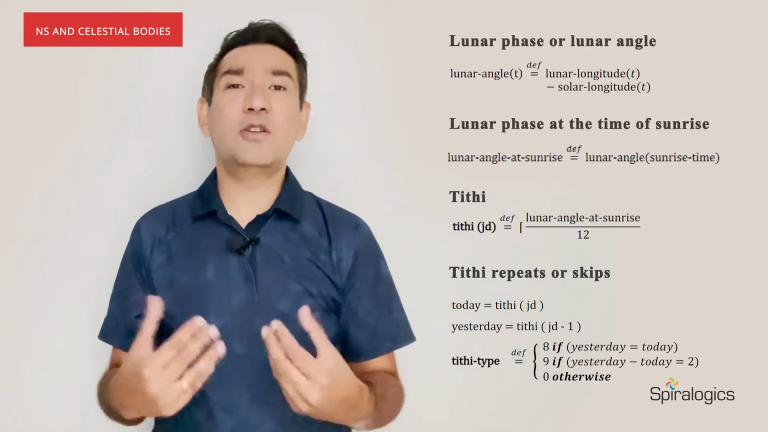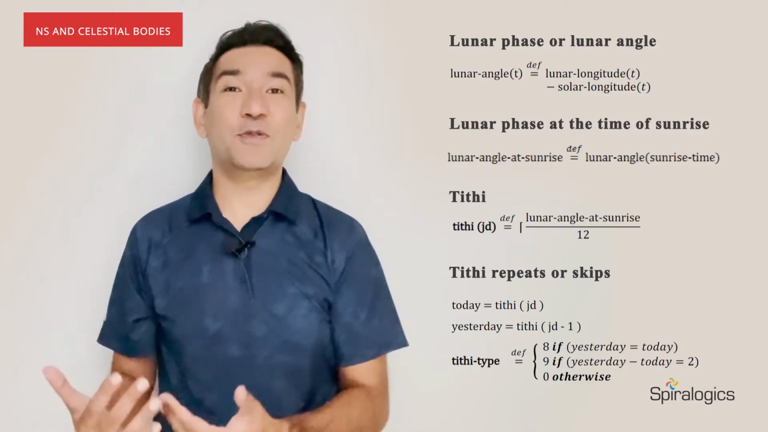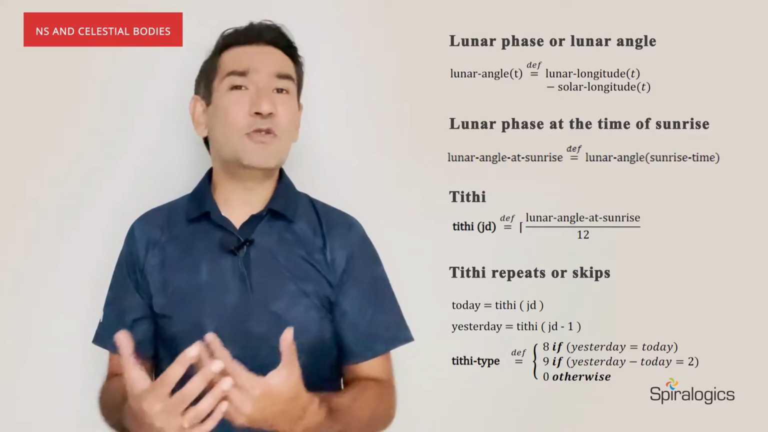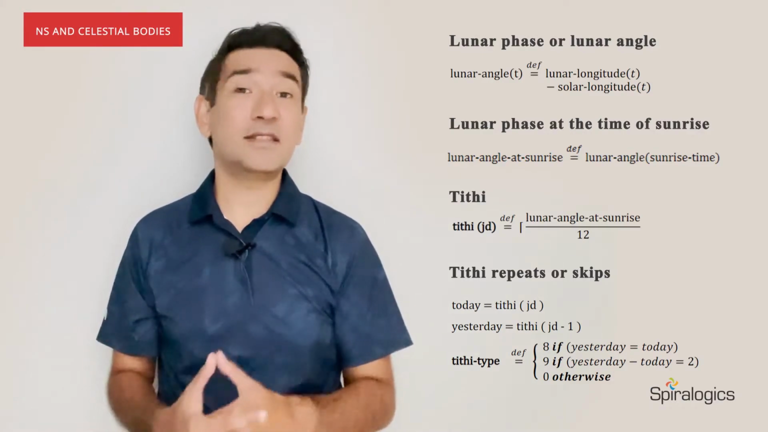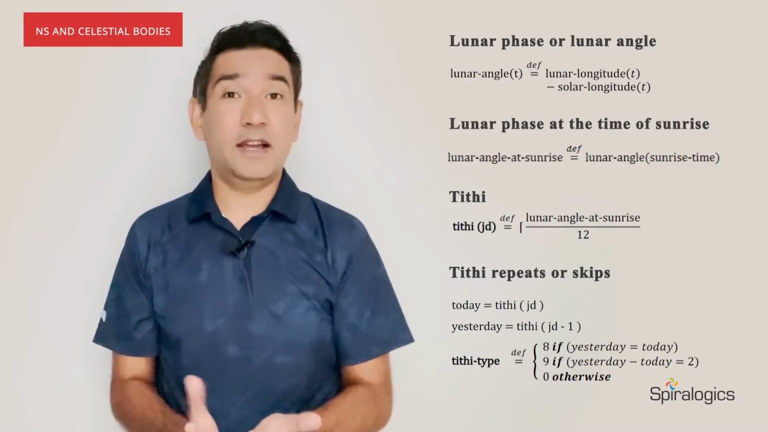So in summary, the lunar phase angle is the difference between lunar and solar longitudes. The lunar phase angle at the time of sunrise divided by 12 gives us the Tithi of that day. Since the lunar phase angle can go from 0 to 360 degrees, there can be a maximum of 30 days in a given month in NS calendar.